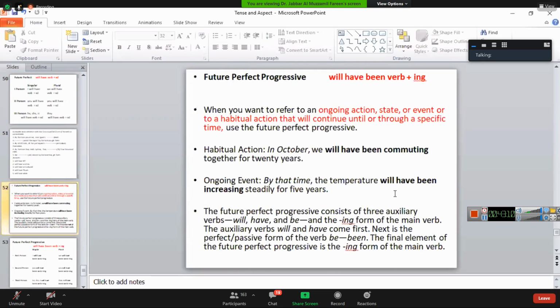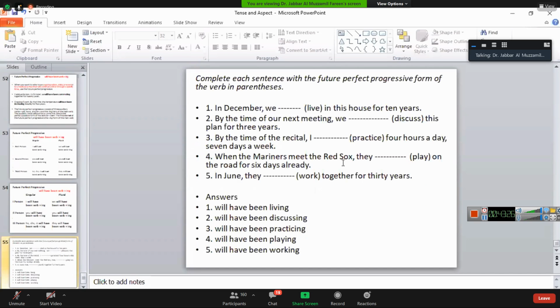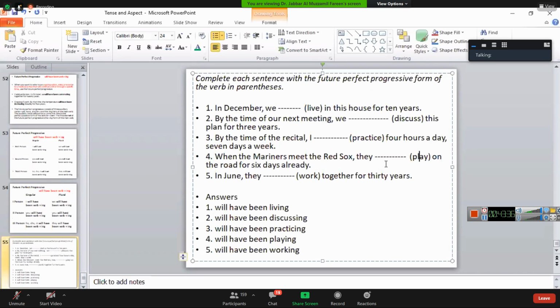Any doubts, you can raise them. For future perfect progressive, I have told there are three auxiliaries: will, have, been, plus verb plus ing. So, when the Mariners meet the Red Sox, they dash play on the road for 6 days already. What should be the answer? Three auxiliaries. What are they? Will have been playing.